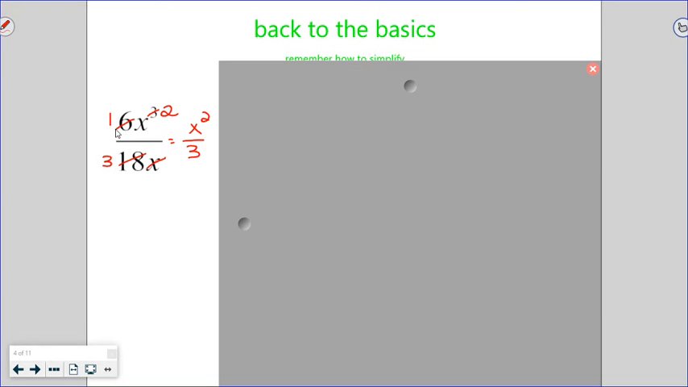We can do the same thing with trig functions. If it were something like a sine cubed of x over a sine to the first of x, very similarly, they have the same base. We can subtract their exponents in a fraction. So I would be left with a sine squared x.